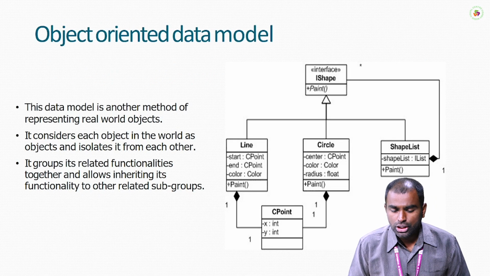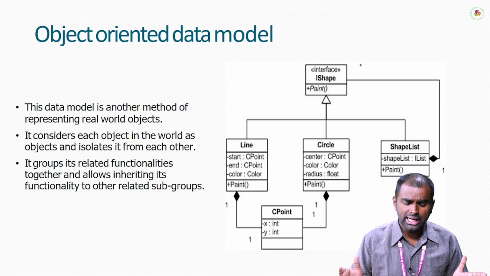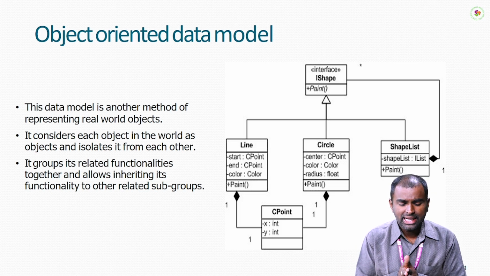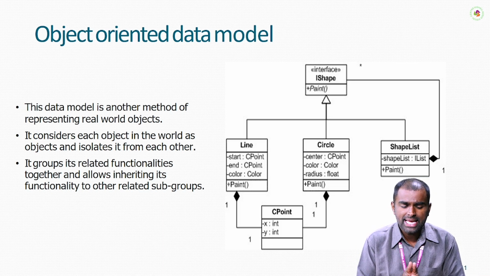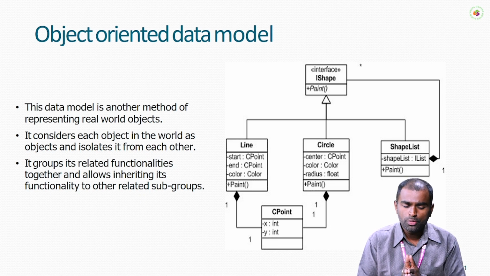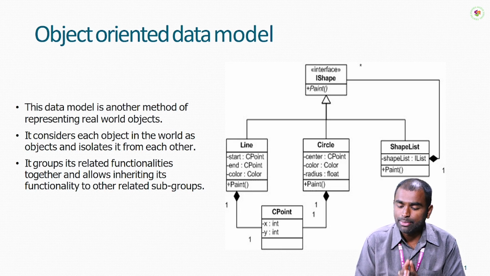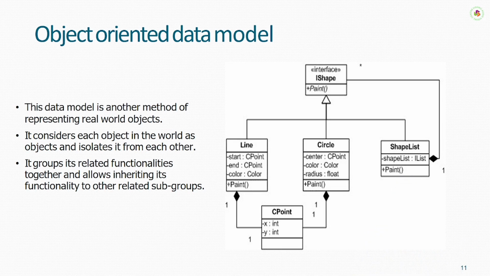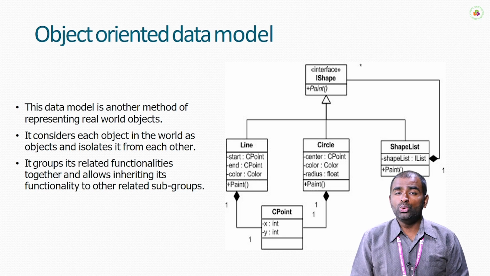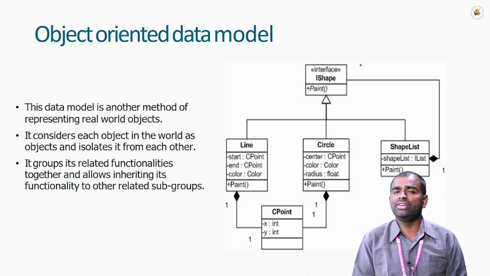Object oriented model. The object oriented data model is another method of representing real world objects. It considers each object in the world as an object and isolates it from the others. It groups related functionalities together and allows inheriting functionality to other related subgroups. The data uses object oriented mechanism concepts, object oriented features.